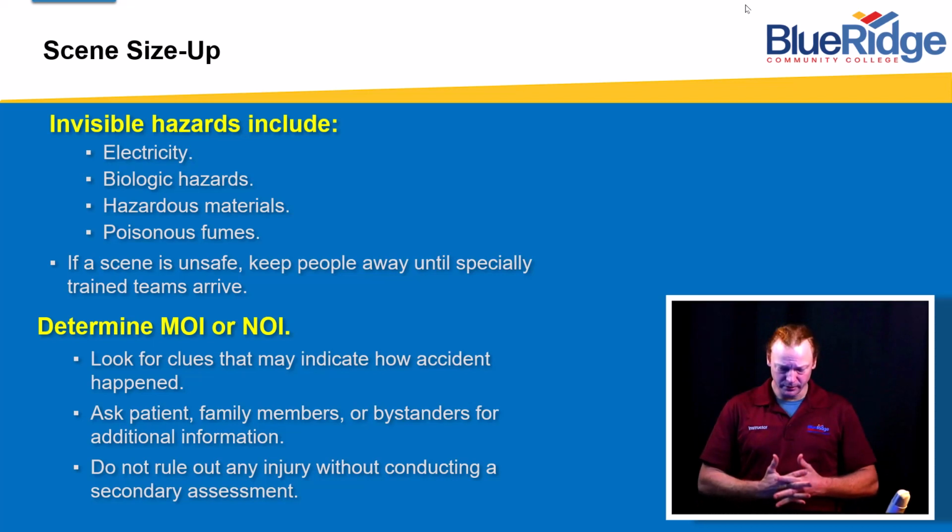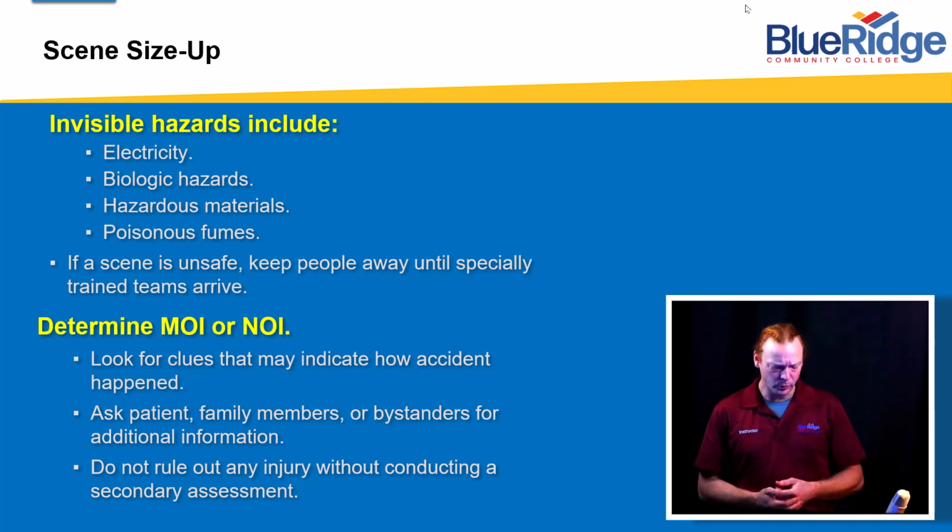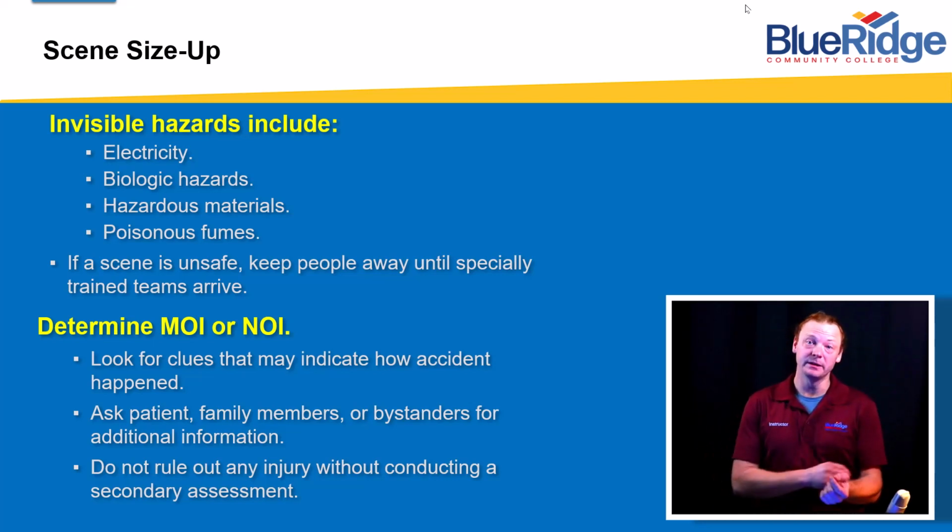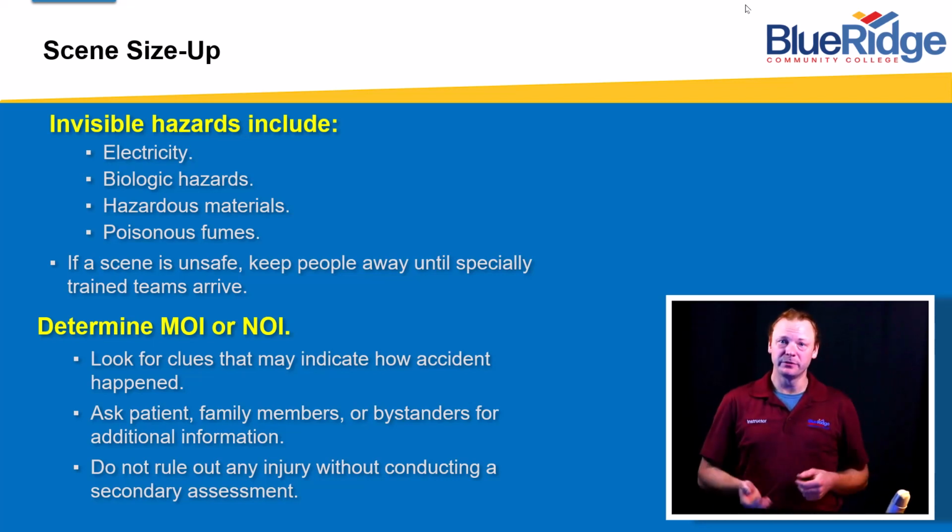So for determining our mechanism of injury or our nature of illness, we're going to look for clues that may indicate how the accident happened. Ask the patient. That's one thing we should never forget, is ask the patient. Even if they're feeling ill or sick and they're sitting in the chair and we're all standing above them, around them, somebody should be at least on eye level with the patient. But always ask that patient. Give them ample time to answer you.